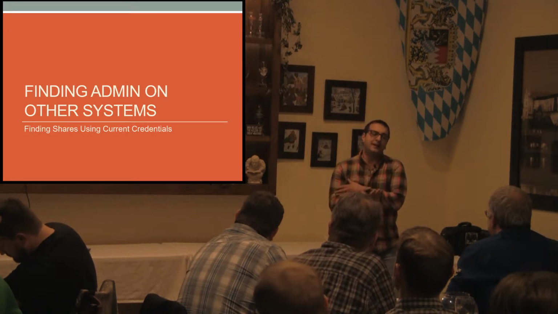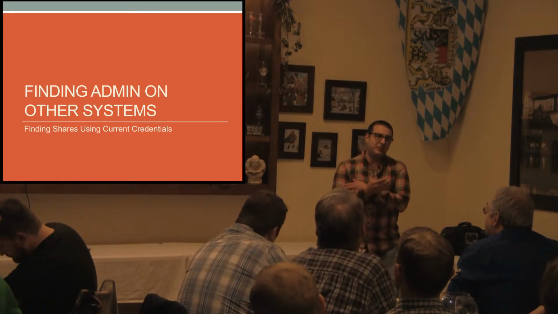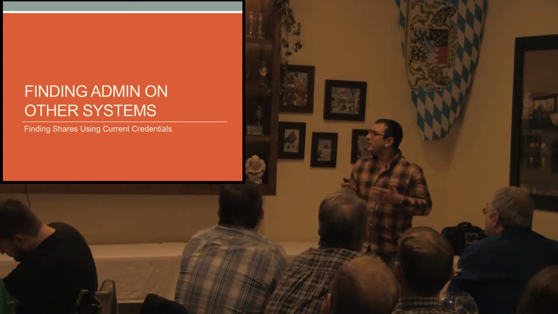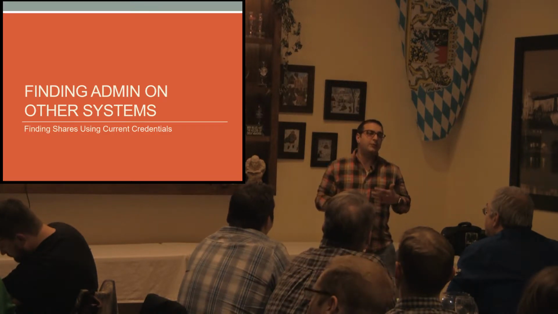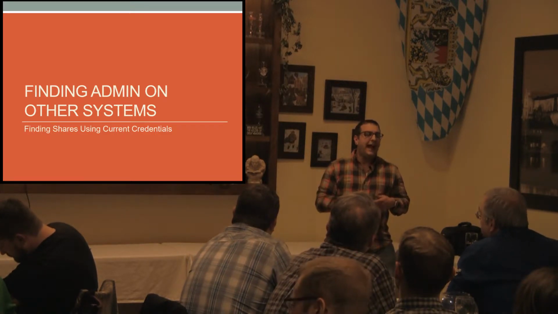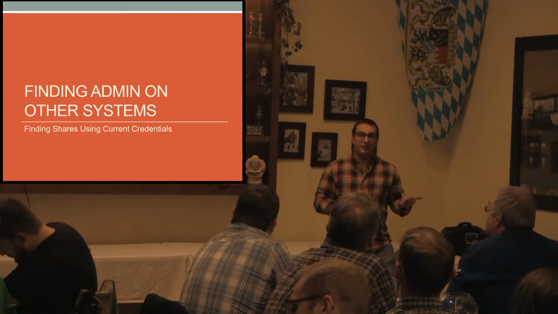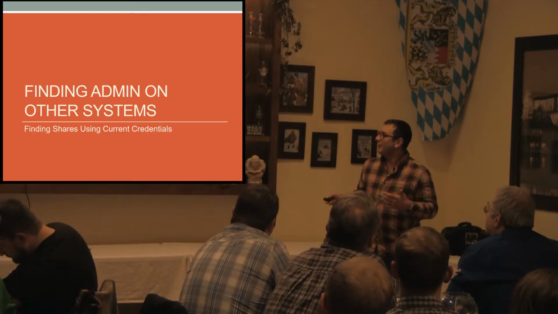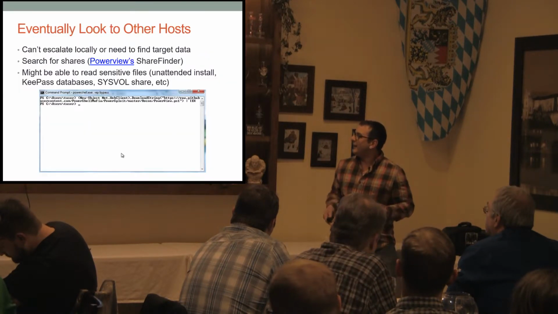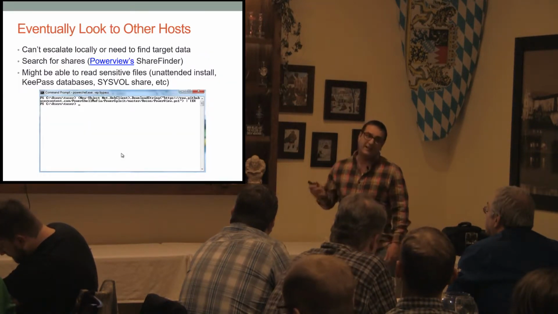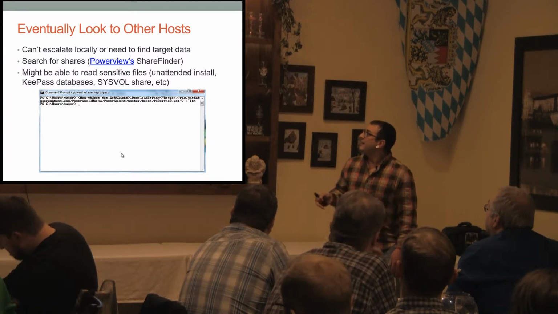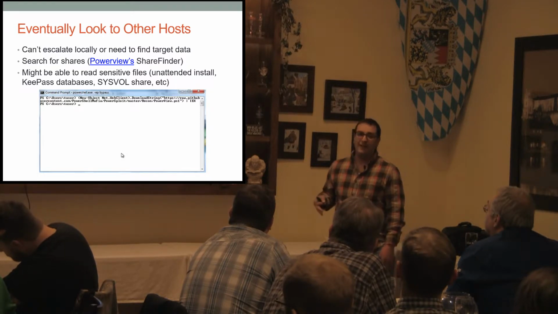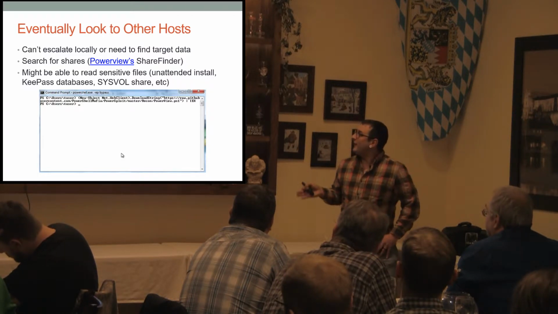So let's say you're not able to escalate privileges locally, to get to whatever you care about, right? You can start to look for admin on other systems, or you can start to look for shares out in the environment that have maybe useful information, right? Files with sensitive information, files with credentials, and so on and so forth. So we start to look for shares throughout an environment, again abusing the credentials that are there. One of the ways to do that is to use PowerView's Share Finder. Again, this is part of that PowerShell attack tool set.